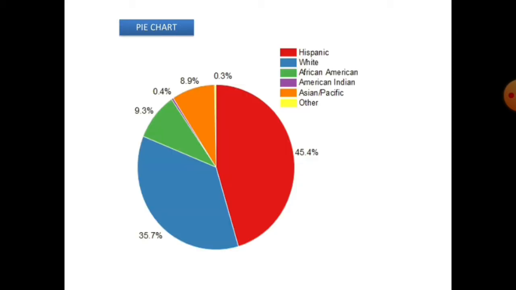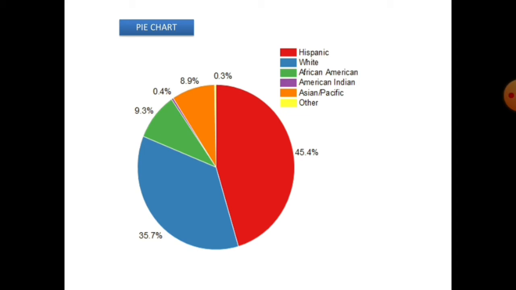So next is the pie chart. Unlike the other chart types, a pie chart is used to plot a single data series to represent the proportional size of individual data items over the whole. Each data item is represented by a single slice of the circular pie chart.